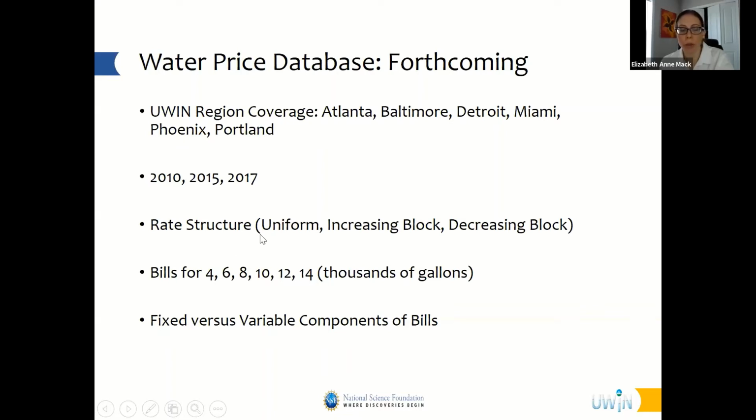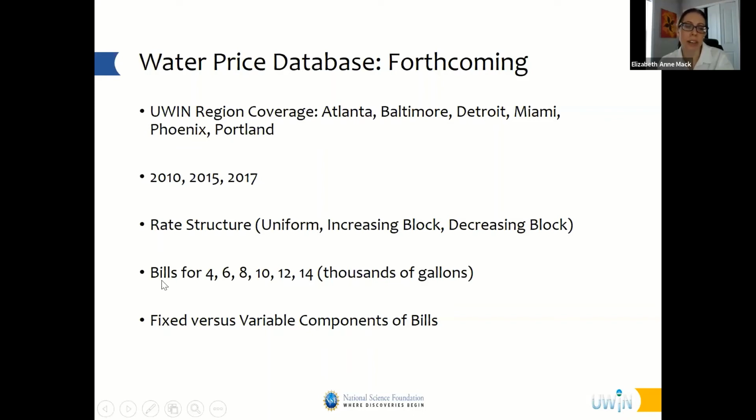From the rate information, we're able to see the rate structure, whether it's uniform, so a fixed cost per unit of water, I should say. If it's increasing block, so the more water you consume, the more you pay per unit, or decreasing block, which is the more you use, the less you pay per unit of water. So it's sort of an economies of scale way of pricing water for consumers.